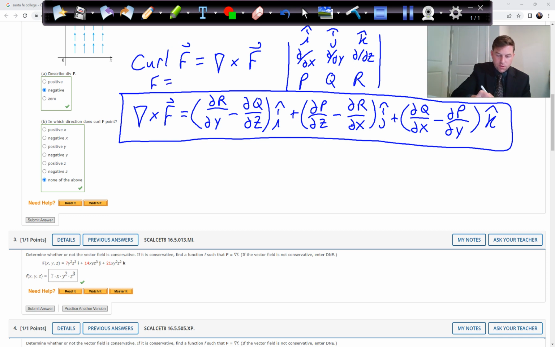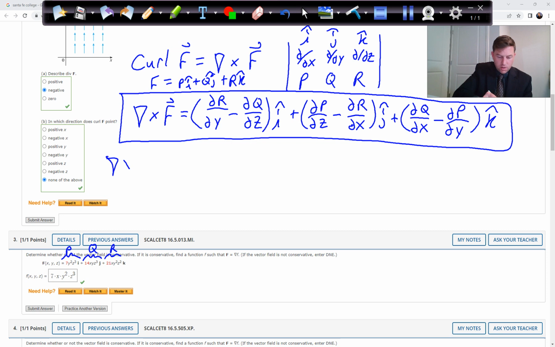So this is the equation that we can just use for the curl of F, where again F is equal to some P in the i plus some Q in the j plus some R in the k. Okay, so let's see what we have for this particular one. The vector field is 7y squared z cubed, that's P, 14xyz cubed, that's Q, 21xy squared z squared, that's R.